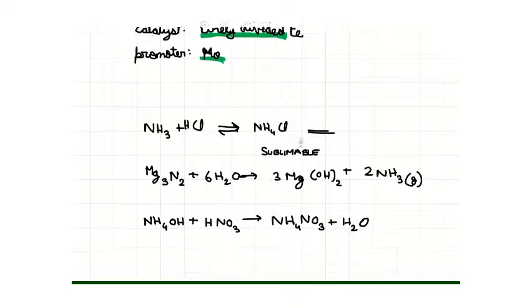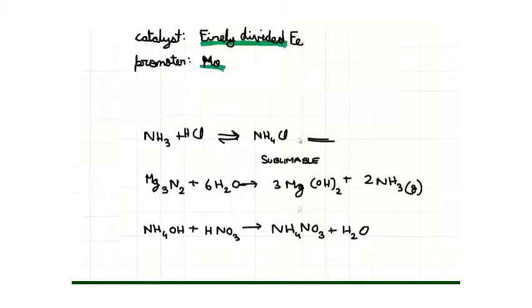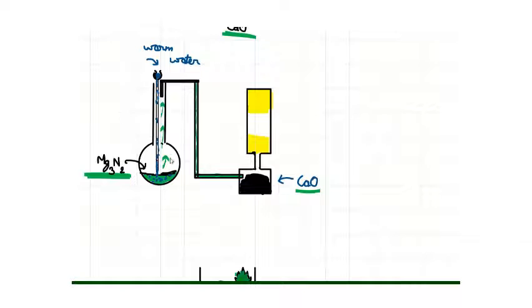Let's take a look at some common reactions that take place. We have ammonia plus hydrochloric acid gives us NH4Cl or ammonium chloride. Magnesium nitride, which is the reaction that took place in our example for the production of ammonia.